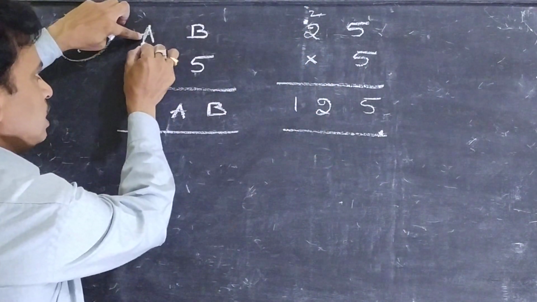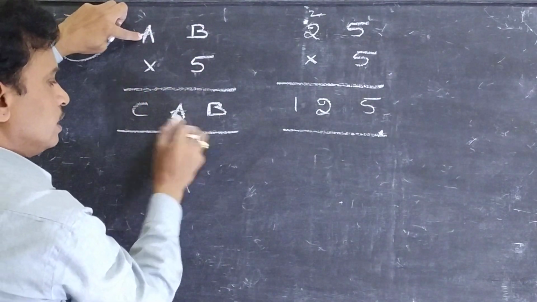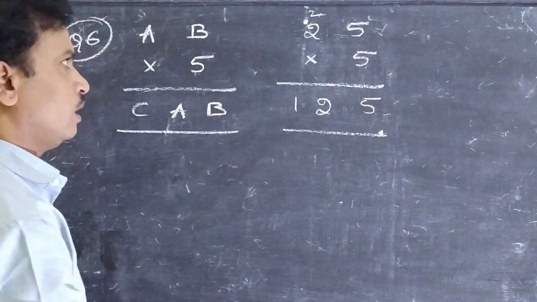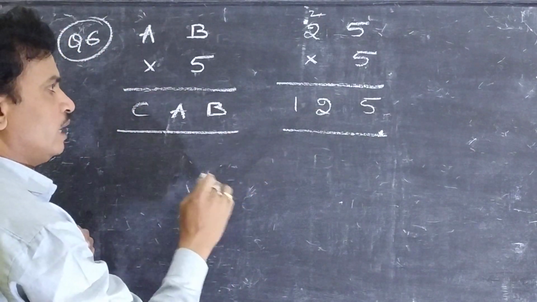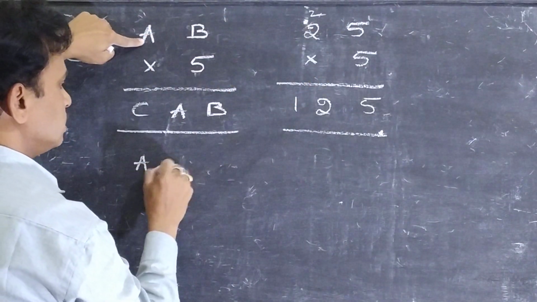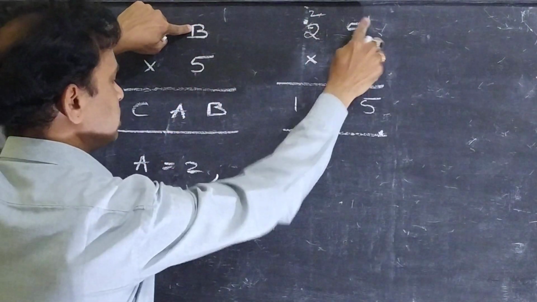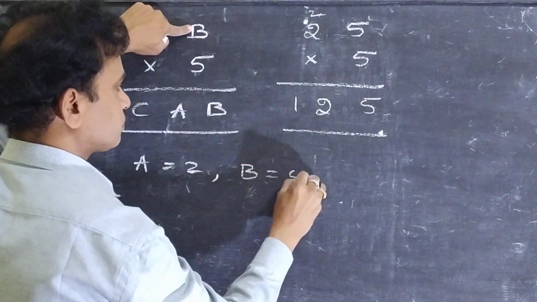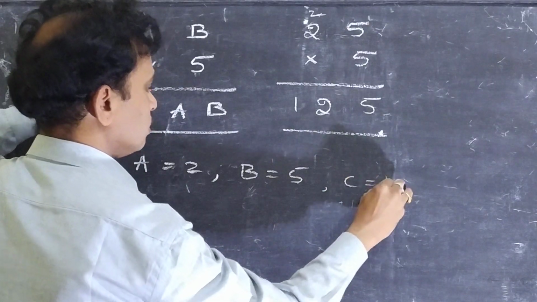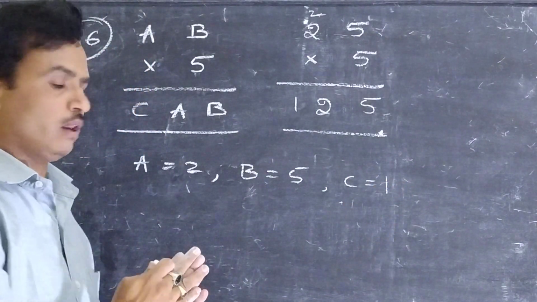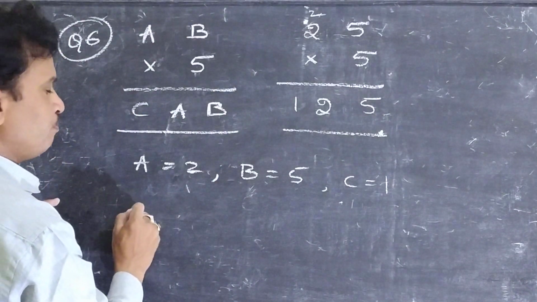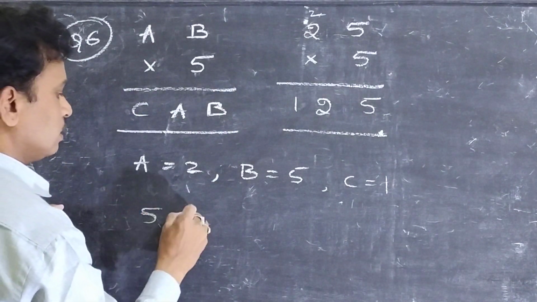Now in this question you see letter A is here, here letter A. This is one possible. Okay. Now again we can take one more. Now that means here A is equal to 2, then B is equal to 5, then C is equal to 1. This is one possible.